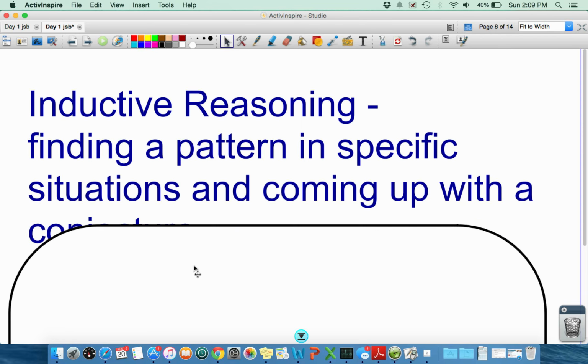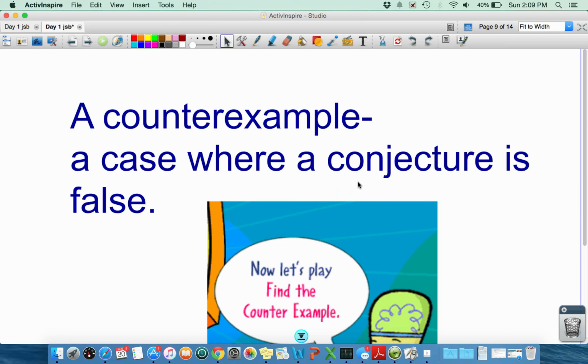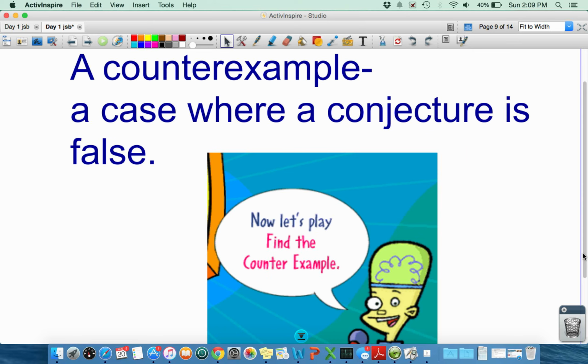Inductive reasoning, which is what we're doing today, is finding a pattern in a specific situation and coming up with a conjecture. A counterexample is a case where a conjecture is false. So any counterexample you have, if it's only false one time, that's called a counterexample, and that means the entire conjecture is false. Now we're going to play a little game called Find the Counterexample.